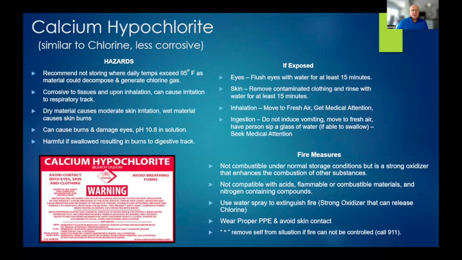Calcium hypochlorite, similar to chlorine, less corrosive. Recommended not storing where daily temps exceed 95 to 100 degrees. You want to keep it in a ventilated area. Corrosive to tissues upon inhalation, so obviously you want to be aware of that. Can cause severe burns and eye damage because the pH in solution is at or above 10 or 11. You want to be aware of that. It's harmful to swallow, resulting in burns to the digestive tract.